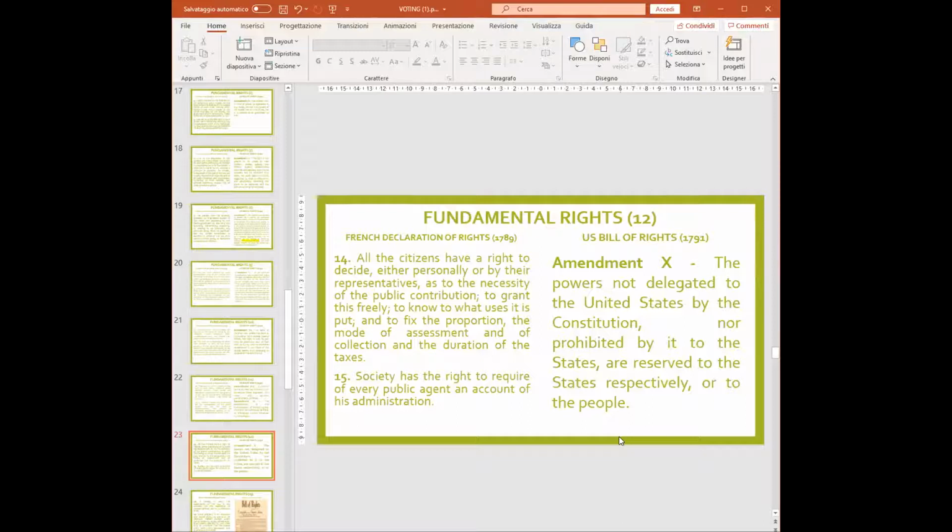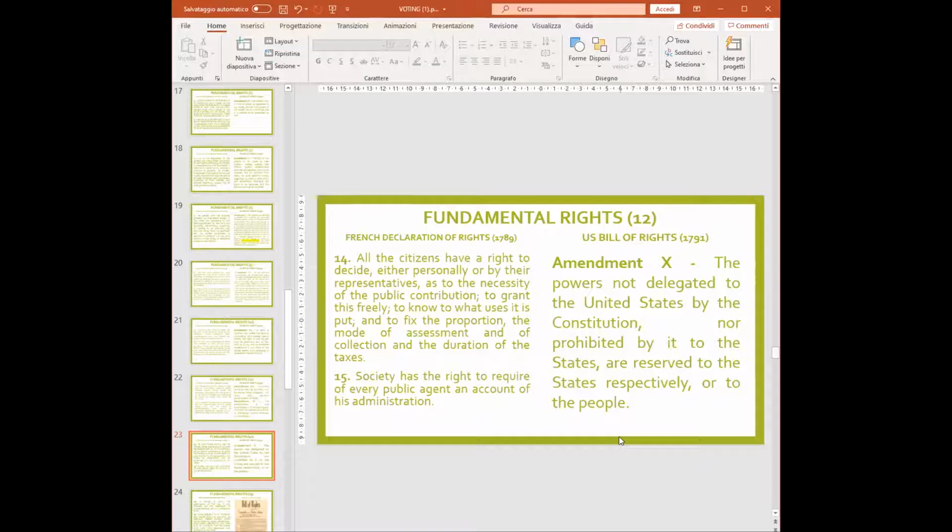The Constitution sets out, remember, Article 1, which establishes the powers of Congress, and Article 2, which establishes the power of the president. So the powers not delegated to the United States, that means Congress and the president, by the Constitution. So keep in mind what is delegated in Article 1 and Article 2, nor prohibited. For example, Congress shall pass no law that abridges the freedom of speech or of the press, so that is prohibited by the Constitution, by the First Amendment, are reserved to the states or to the people.